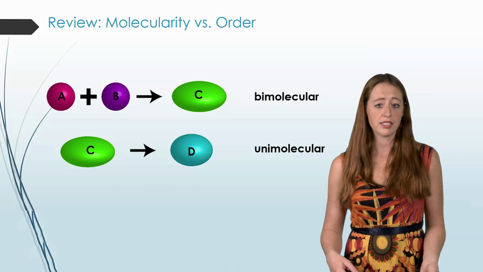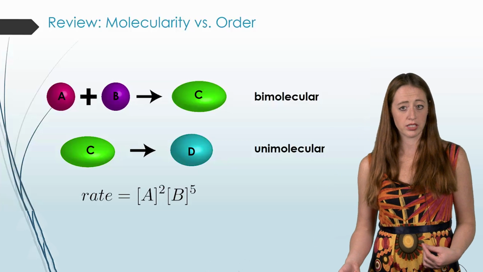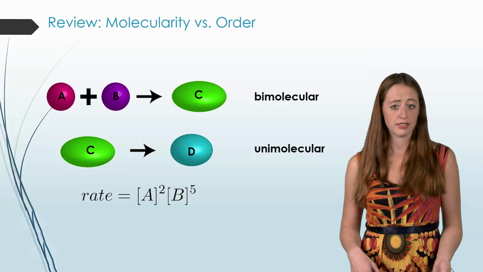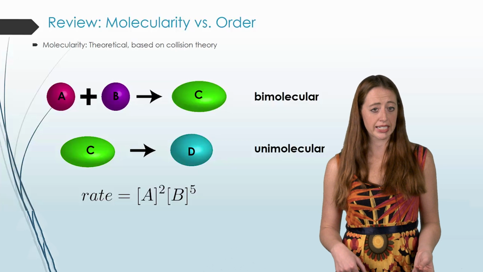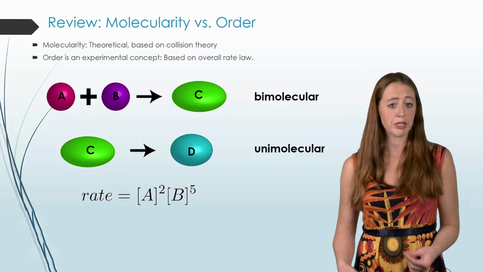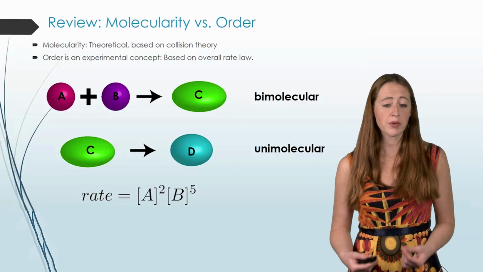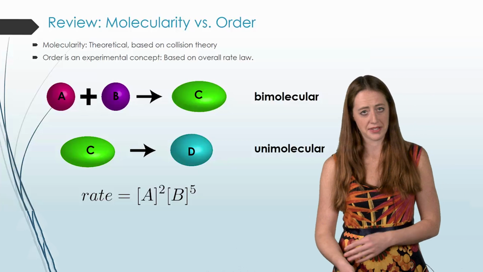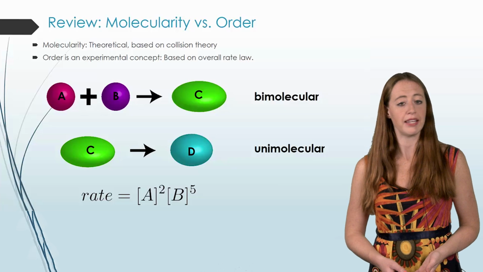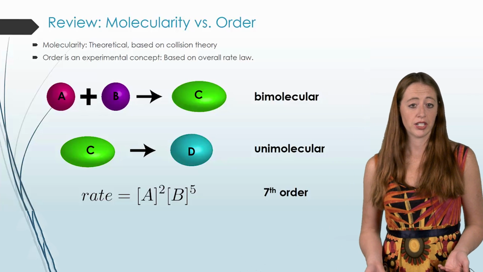Now let's look at the same reaction and compare the order with the molecularity. Remember, our molecularity is theoretical based on collision theory. Our order is an experimental concept based on the overall rate law. If I give you a rate law for this and say this was experimentally determined to be A squared B to the 5th, it would be 7th order.